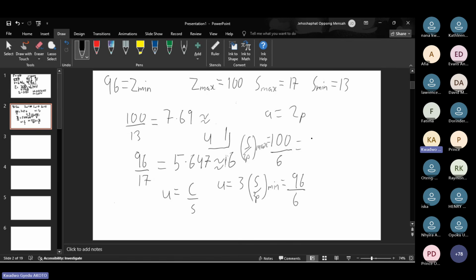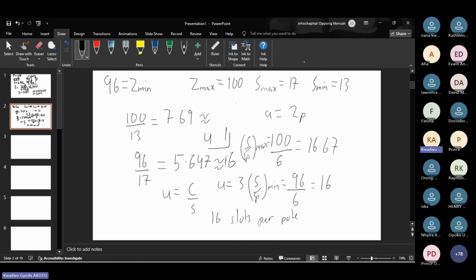So 100 on 6, we have 16.67 slots as our maximum. And then for our minimum, we have 16. So if we can't go beyond 16.67, our next integer is 16, right? So then we have 16 slots per pole. And already we're told that our number of slots per pole ranges from 13 to 17. And 16 is between 13 and 17.